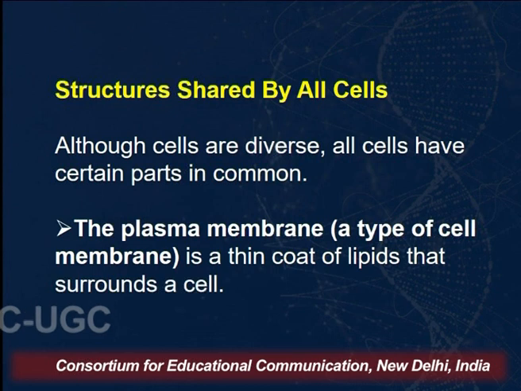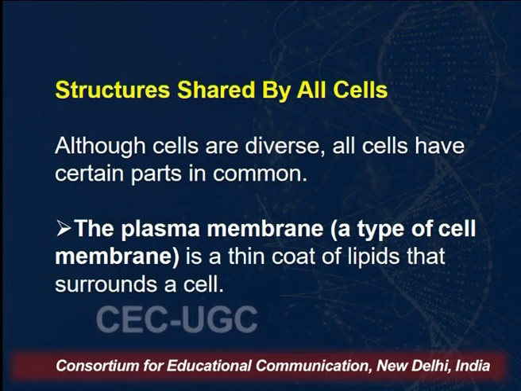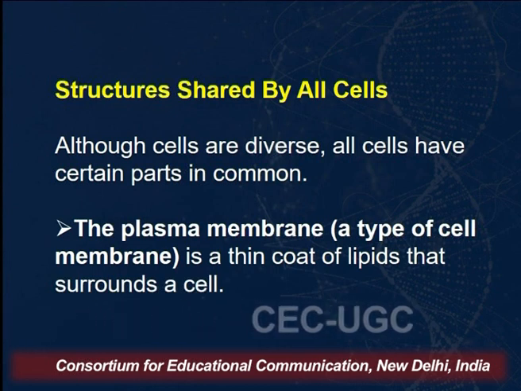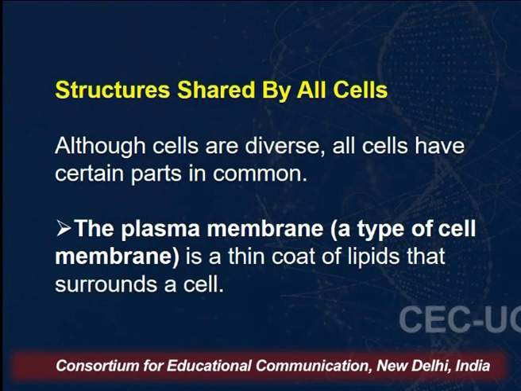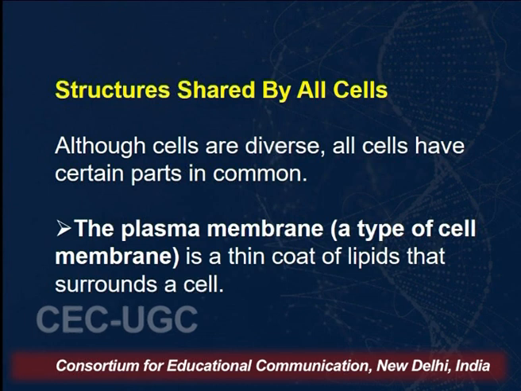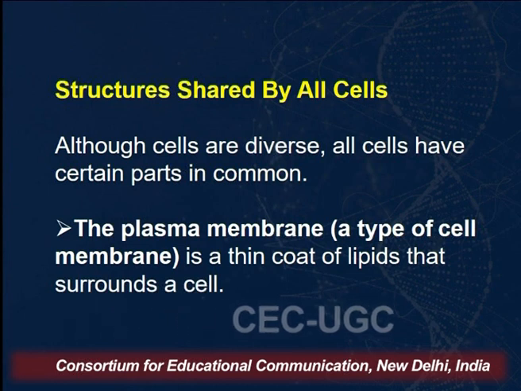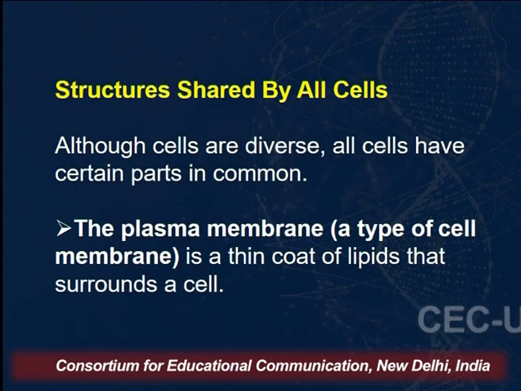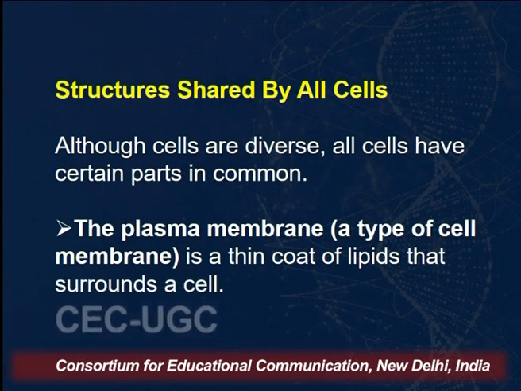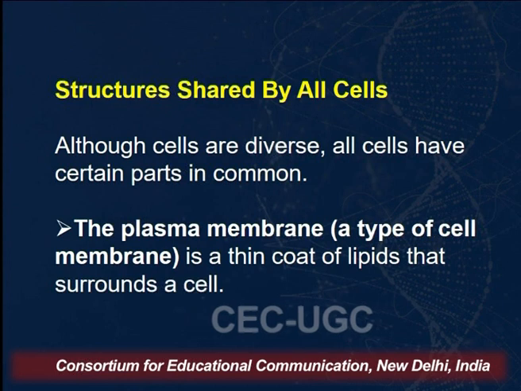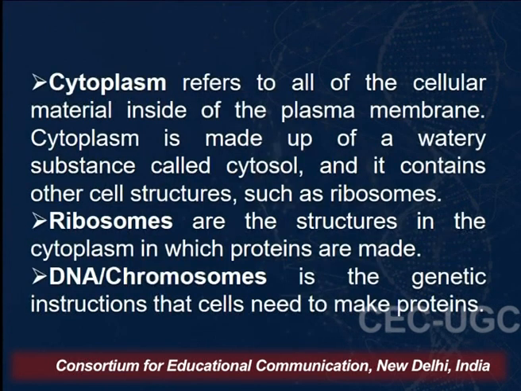Now, each of the cells has a shared structure. Some of the structures are common in each cell. One of the most important parts is the plasma membrane. The plasma membrane, which we just discussed, is a thin coat of lipid that surrounds a cell. So around the cell, there is a thin layer of lipid. These are lipid bilayers.